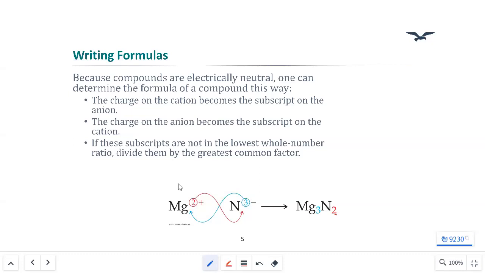Now, this only works if we have charges that are different. If the charges are the same, then it's just a 1-to-1 ratio of the two ions. So if it's +2 and -2, the formula is not Mg2O2. It reduces down, it's MgO. If the charges match, you just push the two ions together and you take away the charges. It's a 1-to-1 ratio.